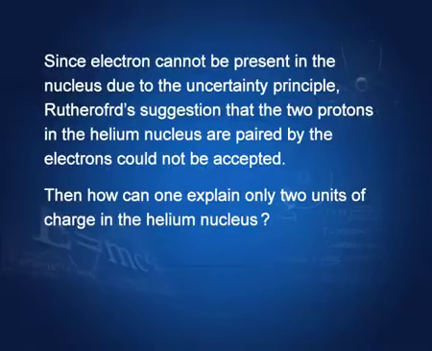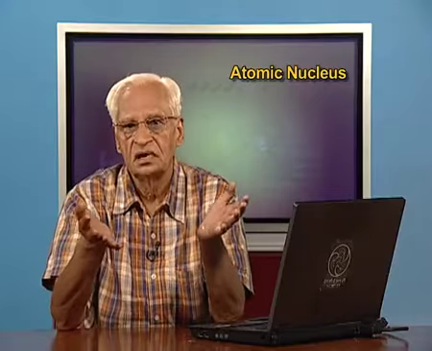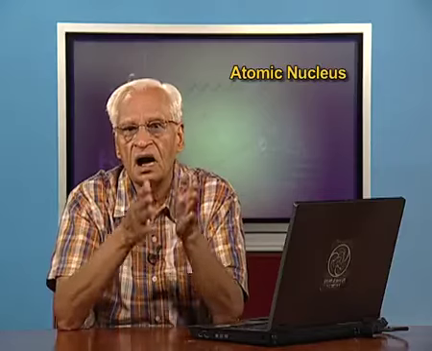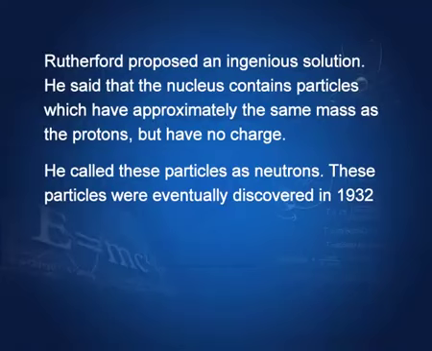He said that the nucleus contains particles which have approximately the same mass as the protons, but carry no charge. That means these particles are neutral. Because of the fact that these particles are neutral, they came to be known as neutrons. These particles were ultimately discovered in 1932, but the suggestion was made much earlier by Rutherford.